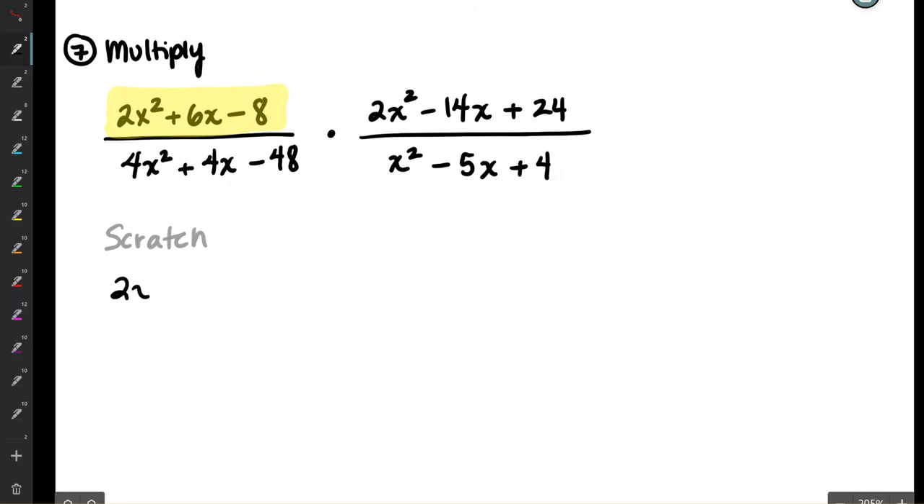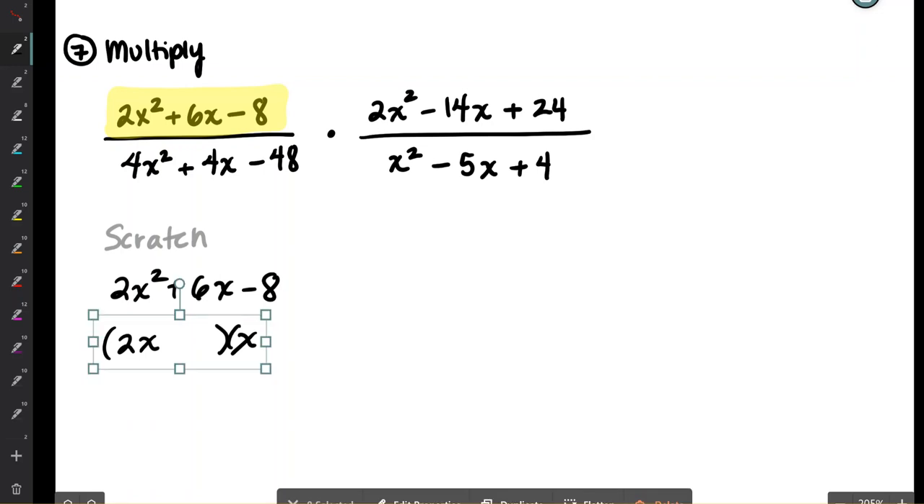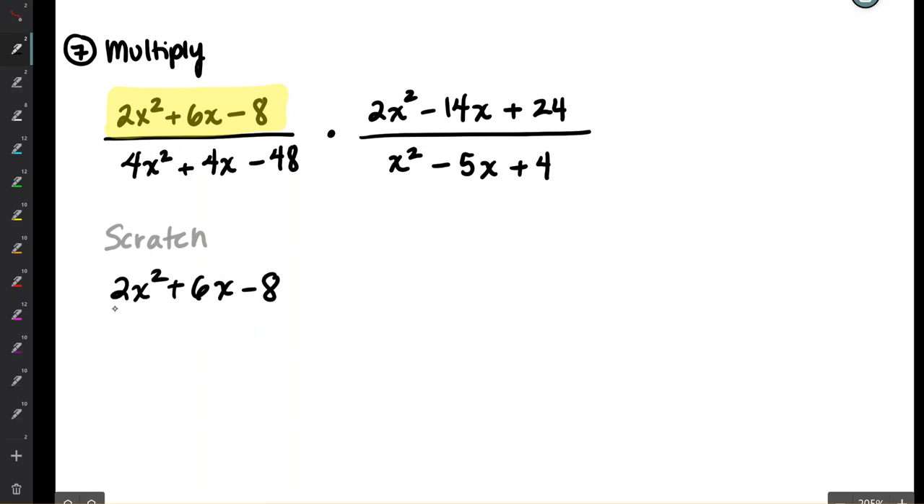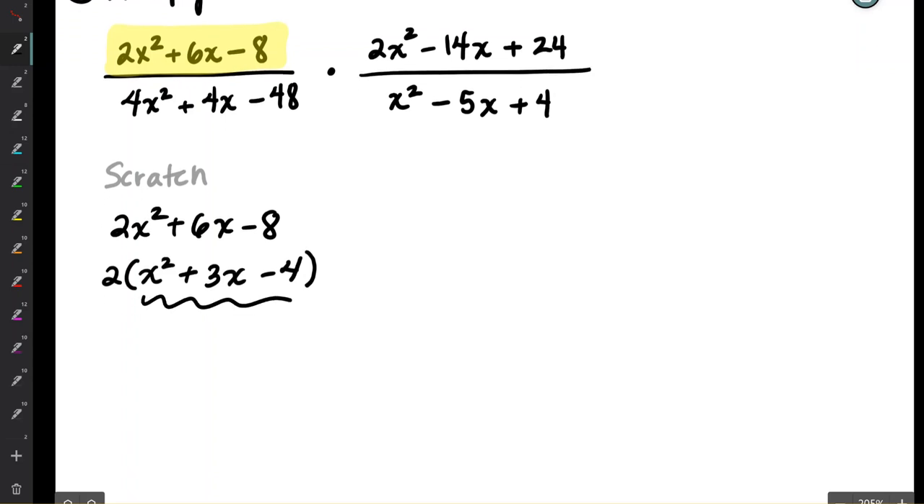Here's yellow. 2x squared plus 6x minus 8. Before I jump in and say that 2x squared came from a 2x times an x, remember to look for a GCF. 2, 6, and 8 all have a 2 in them. So I'm going to go ahead and factor out that 2. 2 times x squared plus 3x minus 4, taking out that GCF, and now I'm going to factor this piece further.